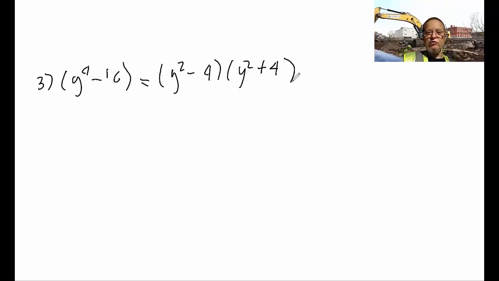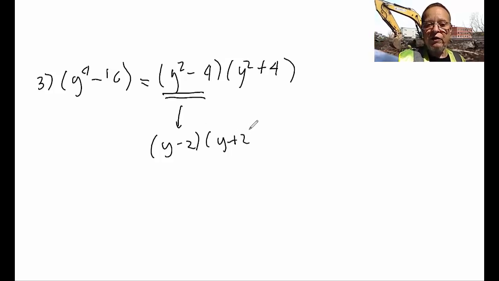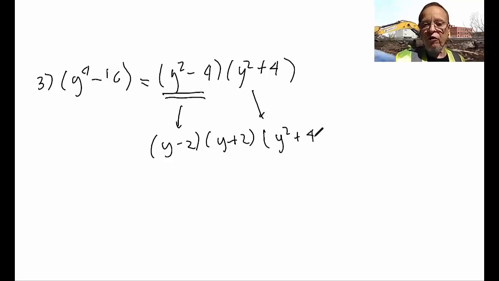But if you look more closely, we're not finished. We haven't finished our factoring because we can still factor y squared minus 4, because that is also the difference of two squares. So now we can write for this one y minus 2, y plus 2, and then we'll bring this down, y squared plus 4. And there we have completely factored this.